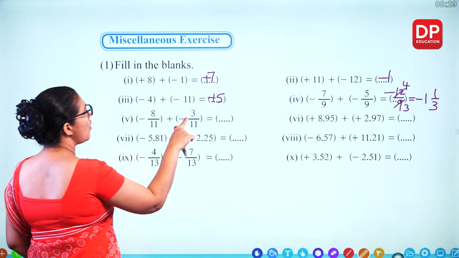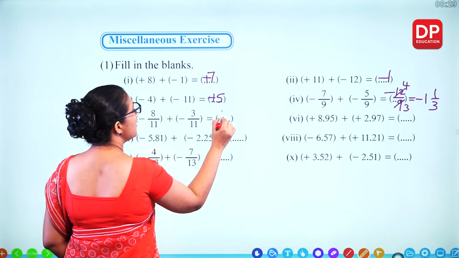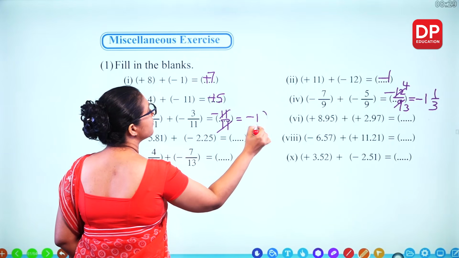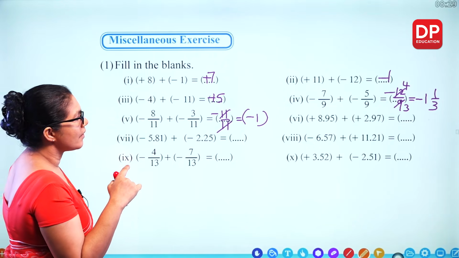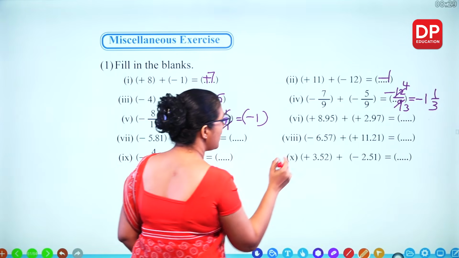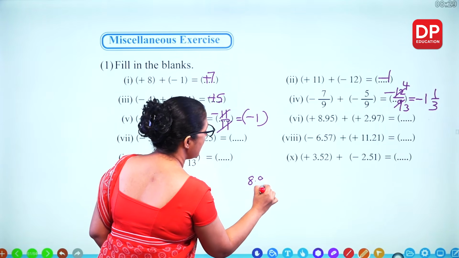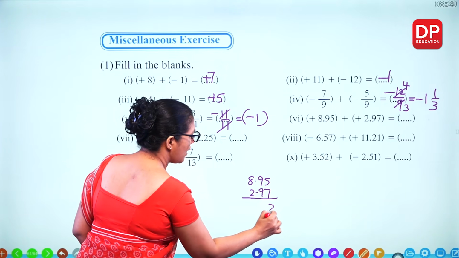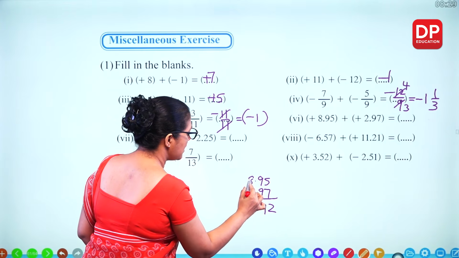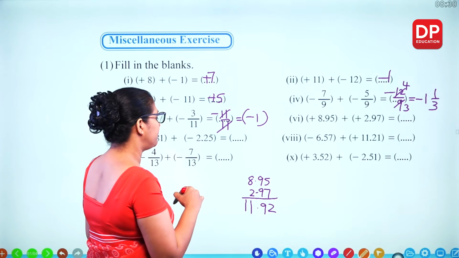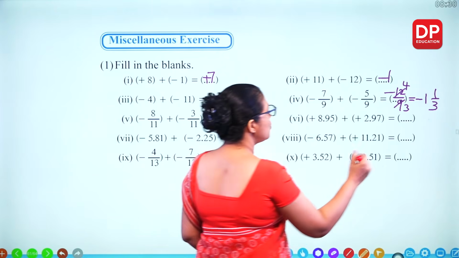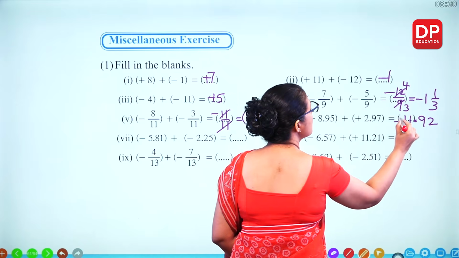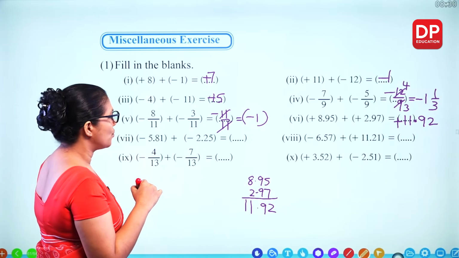I can write minus 1 and 1/3 as 4 over 3. Both negative here, so add it. 8 plus 3, 11. 11 over 11. That's negative. So you get negative 1. This one, both positive. Add it together. 8.95, 2.97. When you add it, you get 11.92. Both positive, so you get positive 11.92.